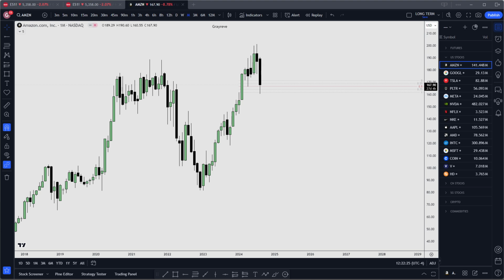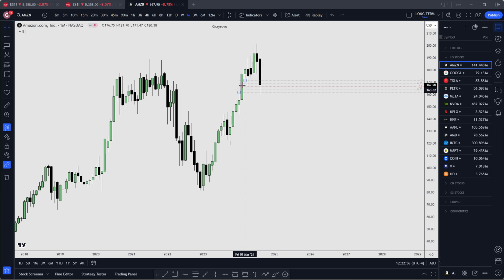Alright, so the monthly time frame for Amazon, ignore this candle here because this candle is the current month of August. We're going to look at the month of July. So far we are still in a bullish order flow. We are still making higher highs, but right now we have taken out this swing low right down here.